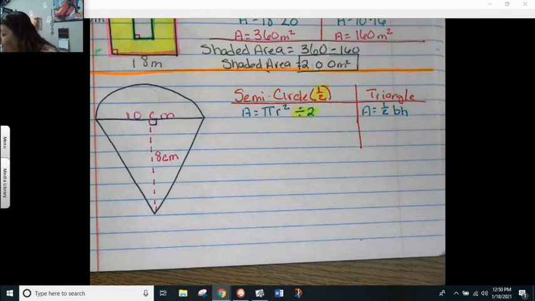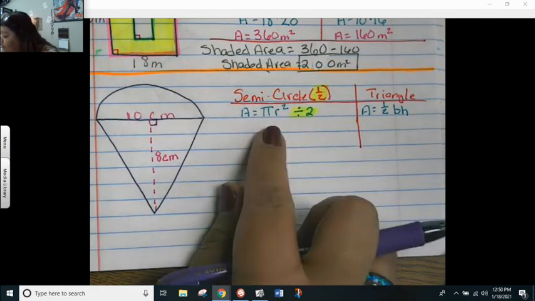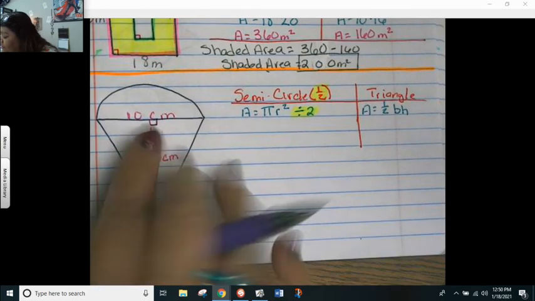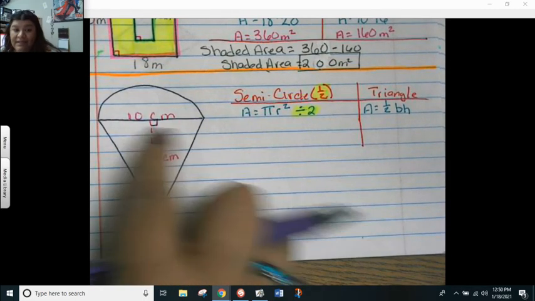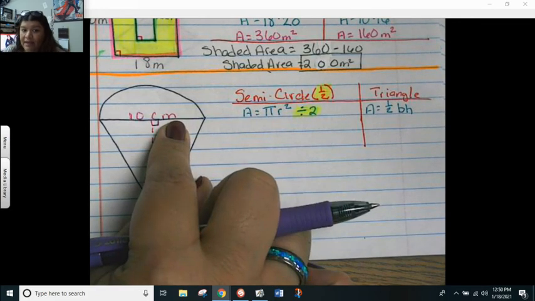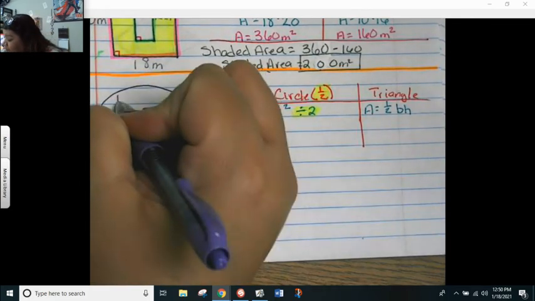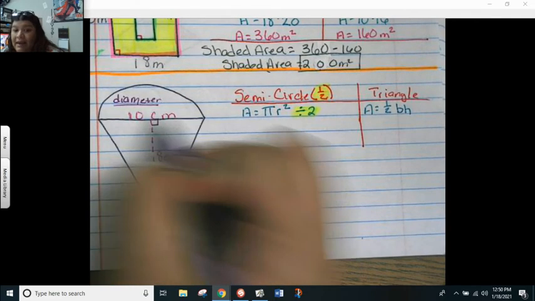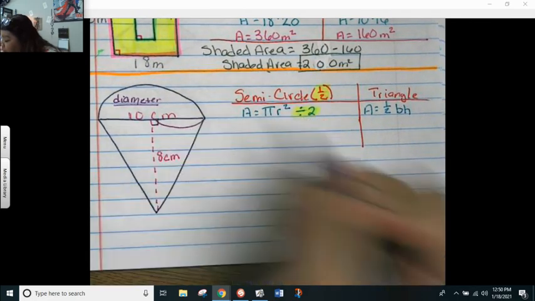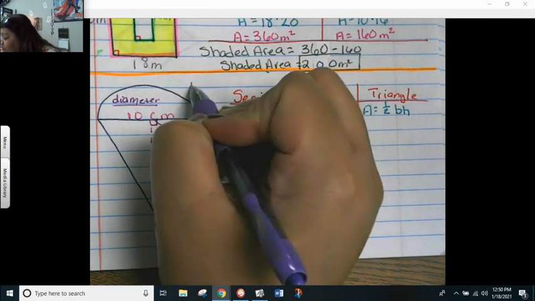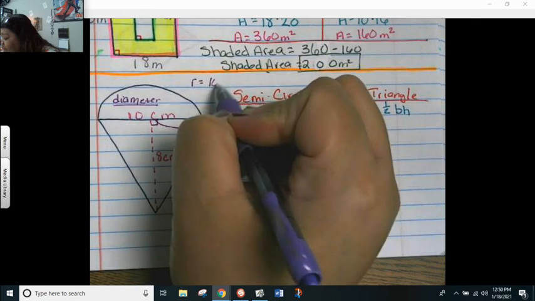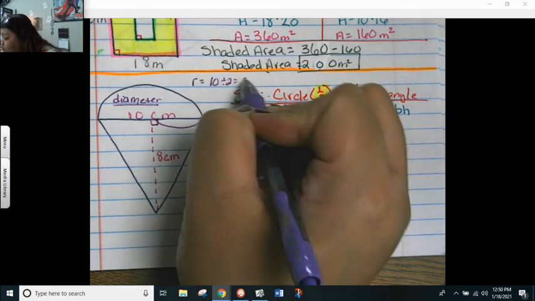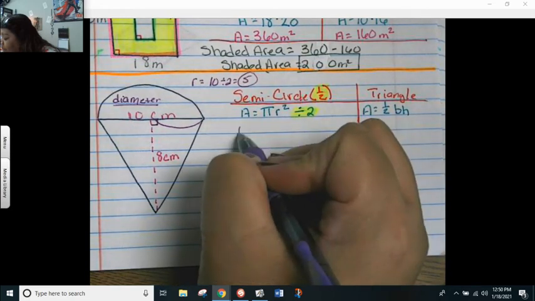So I'm going to go ahead and plug in the numbers, starting with the semicircle. I remember from before, this is the diameter. But I need the radius, and the radius is only this much of it. So remember how to find the radius? The radius equals your diameter, which is 10, divided by 2, which gives me 5.